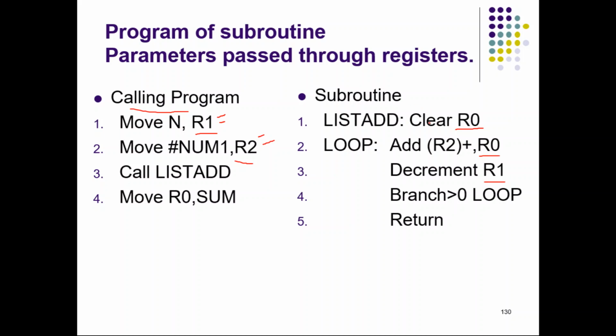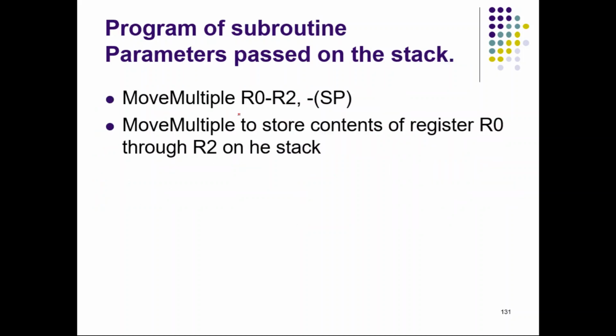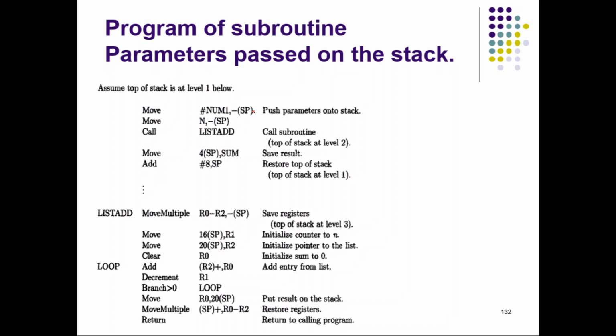So before the subroutine is executed, these values should be pushed into the stack. So how is that to be done? That is what we have discussed through this instruction, move multiple. Through this instruction, the register contents can be pushed into the stack. The moment the control moves from the calling program to the subroutine, the first thing the subroutine does, if you see here, this is the first statement, is saving these register values into the stack.